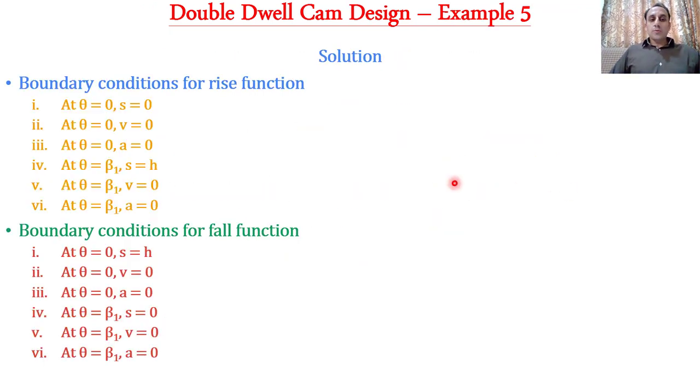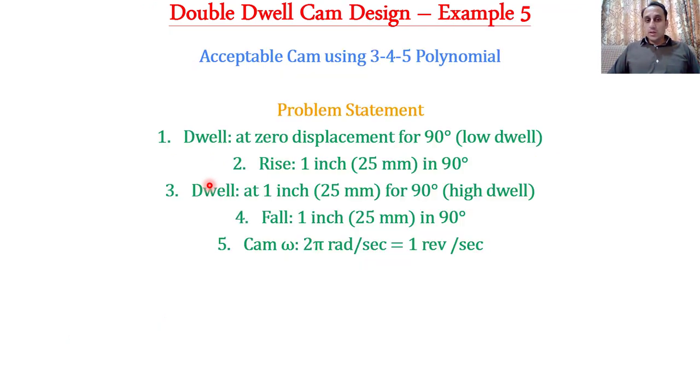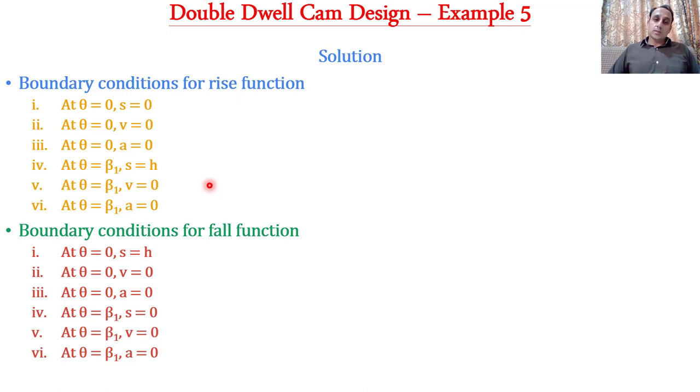Okay, so what we have to do now, first of all, in this polynomial, in the displacement polynomial, we need to find out the values of these coefficients. We do not know the values of these coefficients. So in order to find the values of those coefficients, what we need are the boundary conditions. So for the rise function we have 6 boundary conditions and for the fall function we have 6 boundary conditions. Right now we will focus on the rise function.